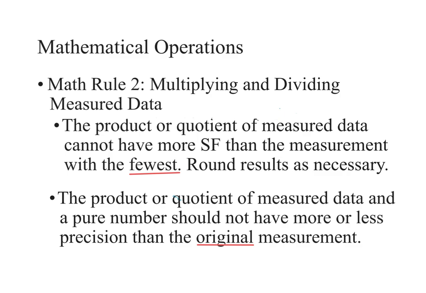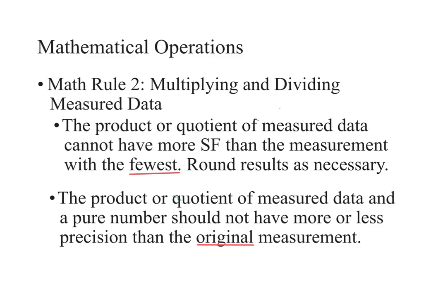The next rule deals with multiplication and division. So this is products and quotients. Cannot have more significant figures than the measurement with the fewest. So we're no longer talking about precision, we're talking about significant figures. All right, so precision is how far out that decimal place went. The significant figures goes back to our rules of adding up our significant figures.